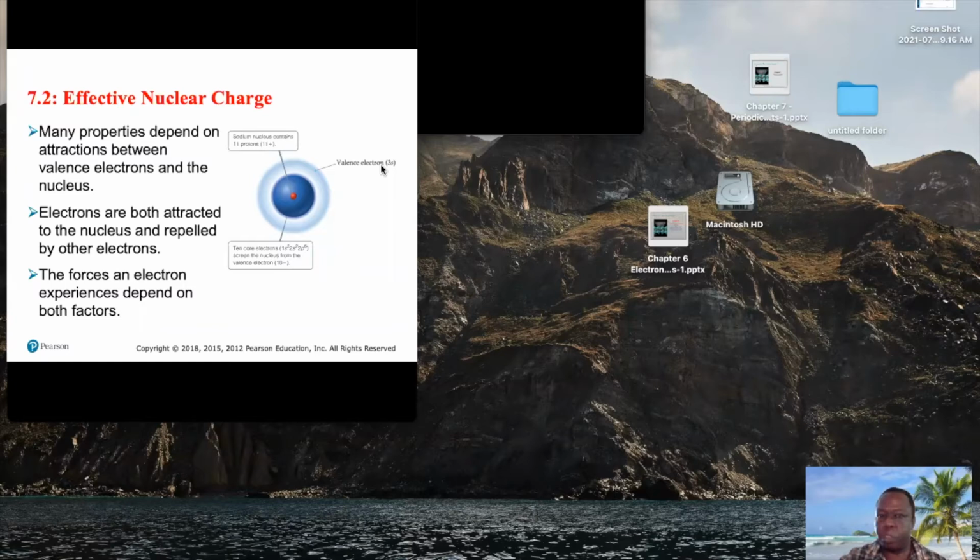For other elements with more than one valence electron, we will be referring to the valence electrons, that each valence electron will experience a net positive charge we call effective nuclear charge, Z effective, all right? See the notation for that. And this depends on the attraction.